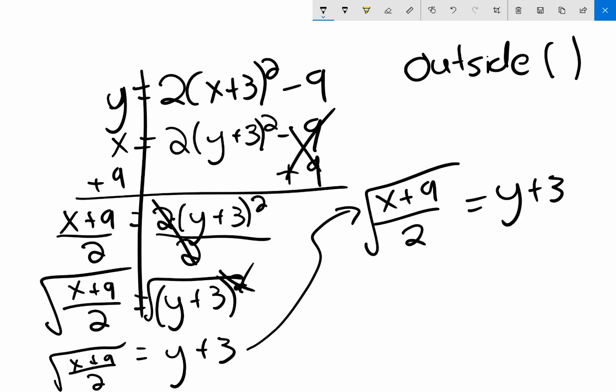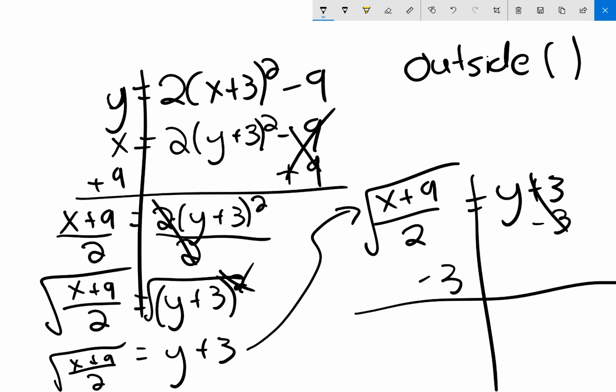So close, the only thing I need to do now is get rid of this 3. So subtract it on both sides. It's a little bit funny looking because the minus 3 cannot actually go inside the radical. So it's simply just going to be this radical, which is x plus 9 over 2, and then the minus 3 on the outside of it.